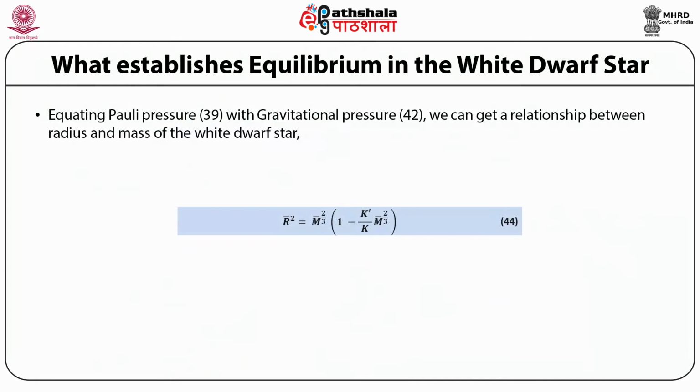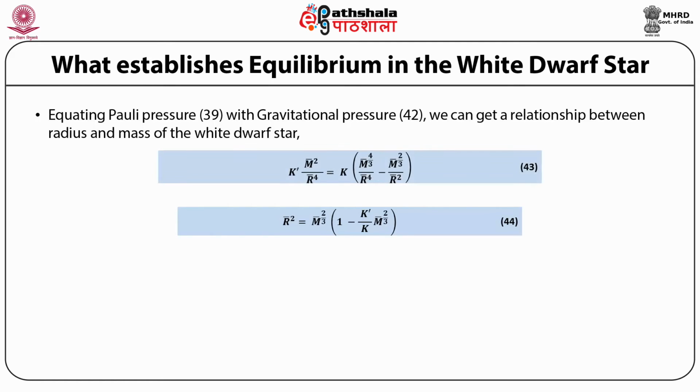Equating the Fermi pressure equation 39 with the gravitational pressure equation 42, we can get a relationship between radius and mass of the white dwarf star, that is, k dash multiplied by M bar squared divided by R bar raised to power 4 is equal to k times M bar raised to power 5/3 divided by R bar raised to power 4 minus M bar raised to power 2/3 divided by R bar raised to power 2. Rearranging, R bar squared is equal to M bar raised to power 2/3 multiplied by 1 minus k dash upon k M bar raised to power 2/3.